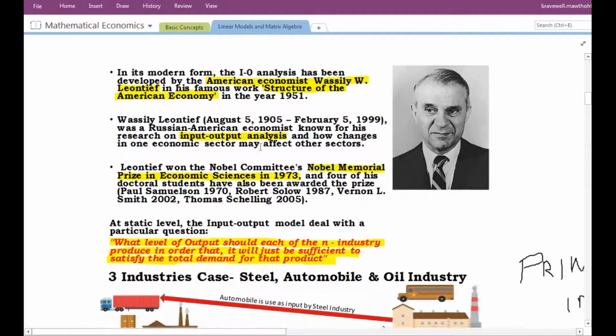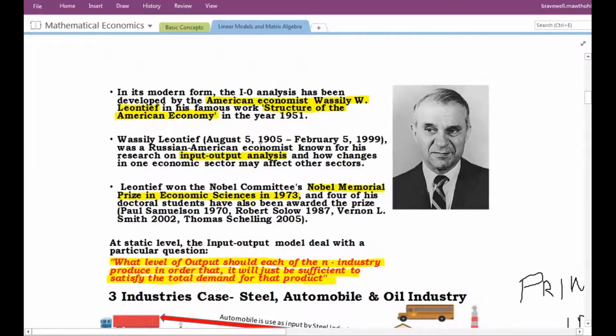However, in its modern version, the input-output analysis was developed by the American economist Wassily W. Leontief in his famous work Structure of the American Economy in the year 1951. Wassily Leontief was a Russian-American economist famously known for his research on input-output analysis and how changes in one economic sector may affect the others.